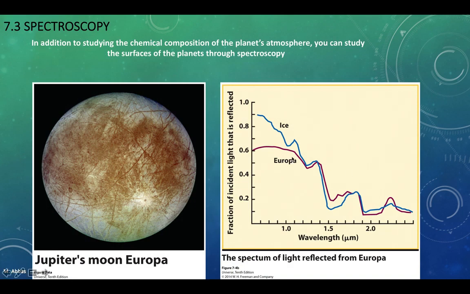For example, this is Europa. This is one of the moons of Jupiter. When we look at the spectra of Europa, this is what we get.